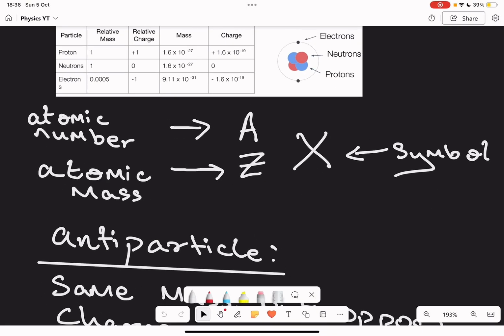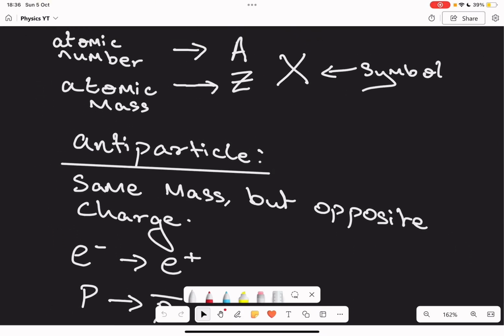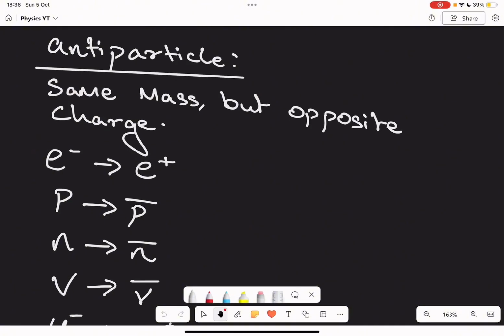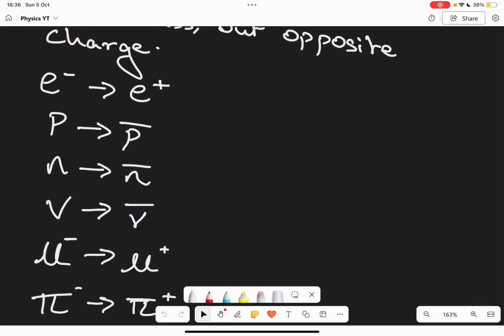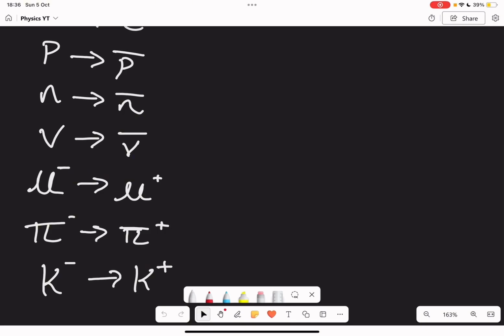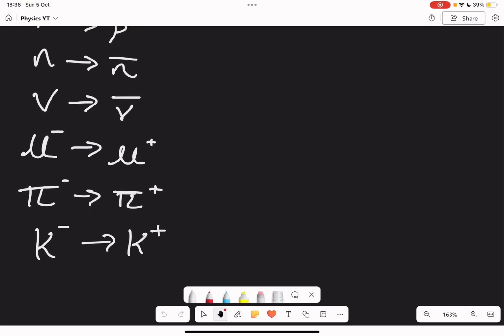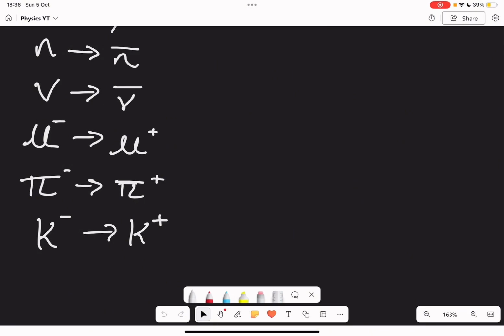So, these atoms would normally be represented with A Z X. A would be the number on top, which is the atomic number, Z would be the atomic mass, and X would be the symbol. Every particle has an antiparticle. This just means they have the same mass but opposite charge. So an electron has a positron, a proton has an antiproton, a neutron has an antineutron, a neutrino has an antineutrino, a muon has an antimuon, a pion has an antipion, and a kaon has an antikaon.